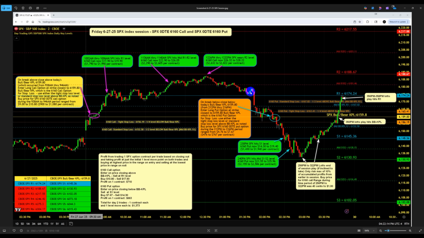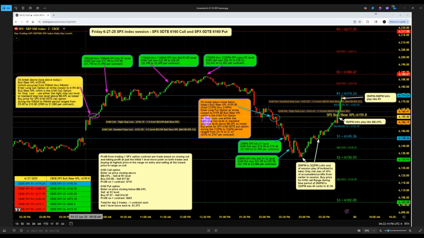So the market reacted negatively to that news, and so we have an acceleration of this move here, a little consolidation, but then an acceleration here occurring where it goes below the bull bear key price level between 2:12 and 2:16 p.m. So here we would do the exact opposite of what we did here. Here we're looking for a put opportunity, which would be the 6160 put, as the closest to the bull bear key price level.